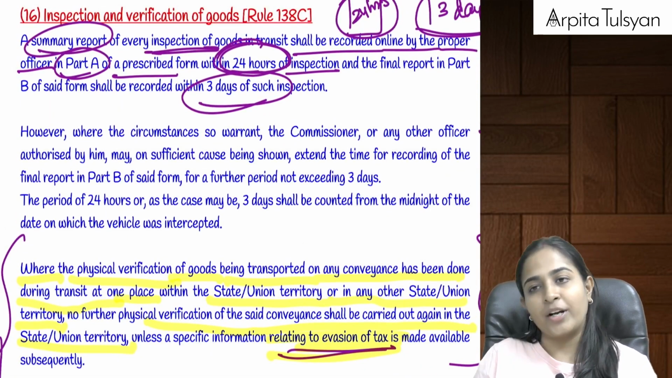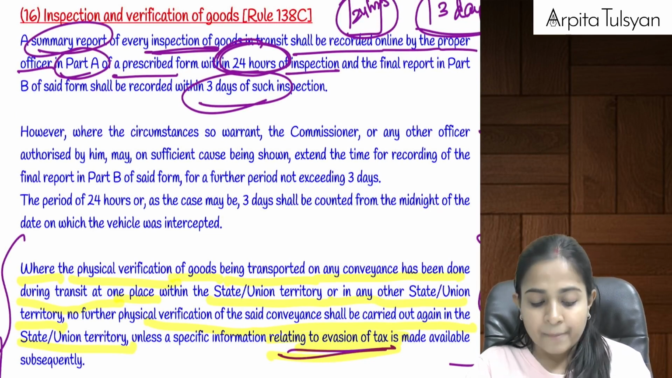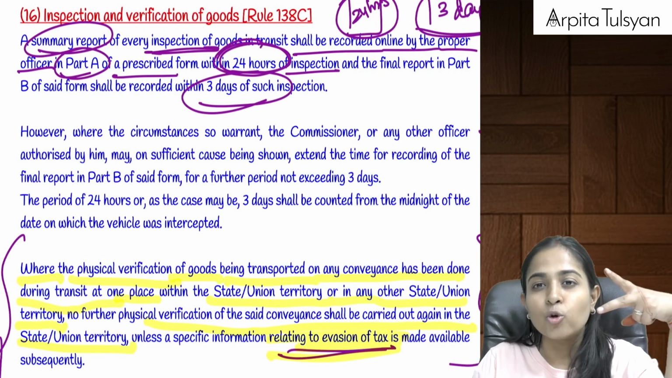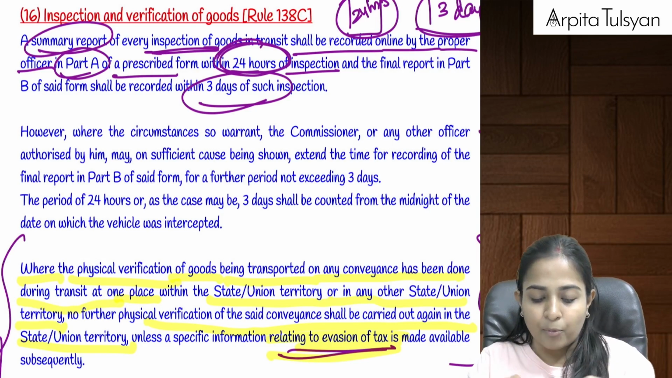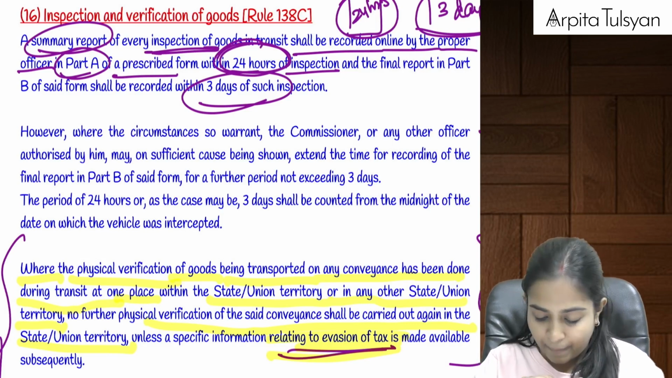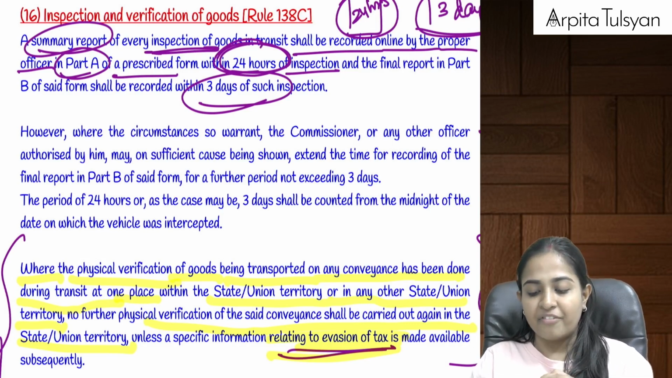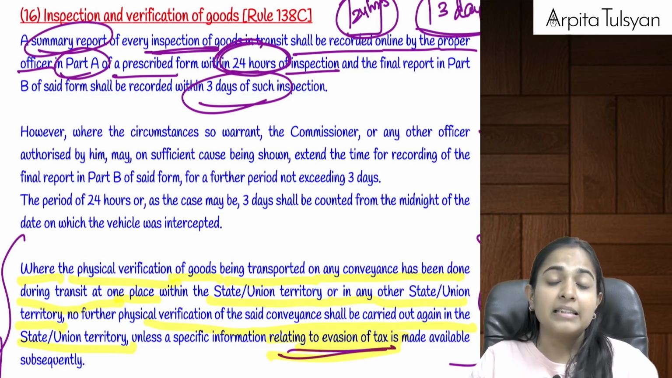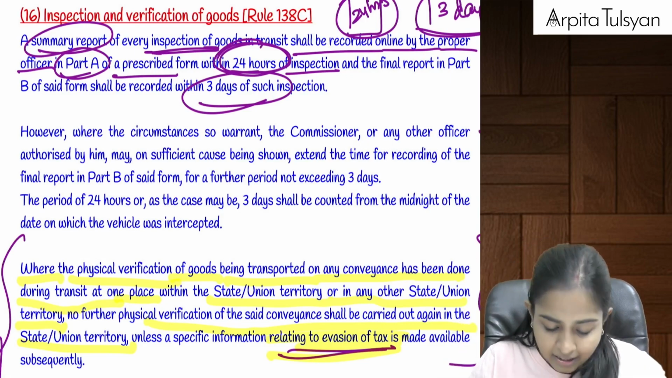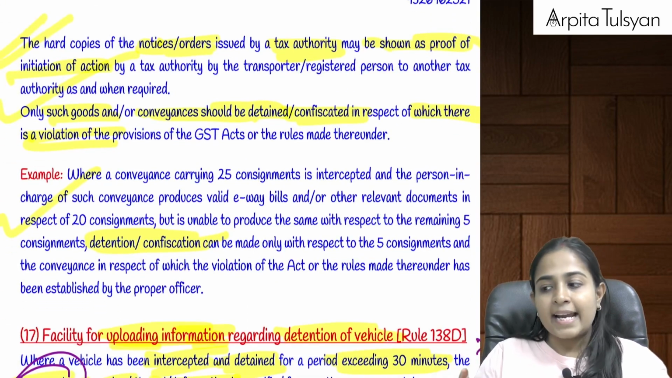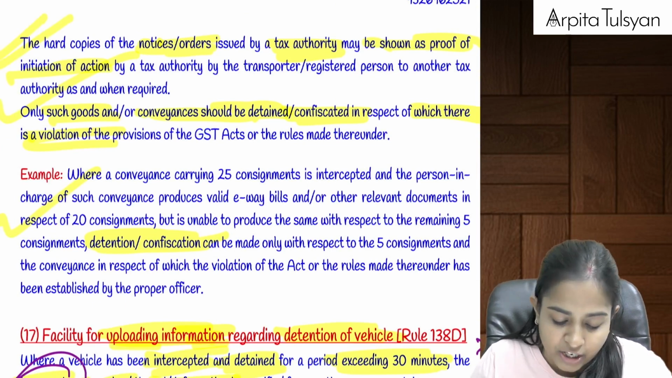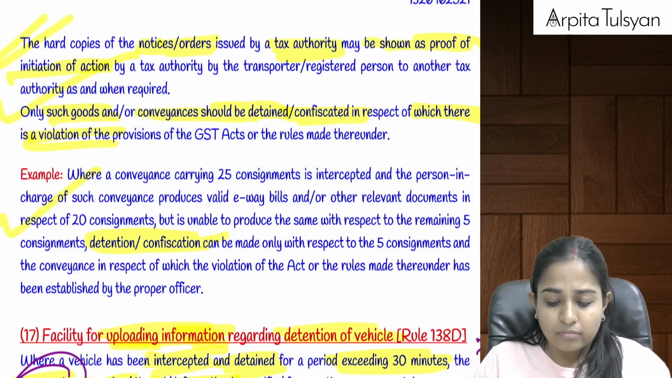One more important point is, whenever an inspection of any goods in transit happens, the proper officer is required to prepare two reports. The first one is a summary report, which will be prepared within 24 hours of the inspection, and a final report will be prepared within 3 days of such inspection, and these 3 days can be further extended by another 3 days. Are you clear with this? And I told you, once inspected, it cannot be stopped again unless there is specific information about tax evasion. Are you clear with this?